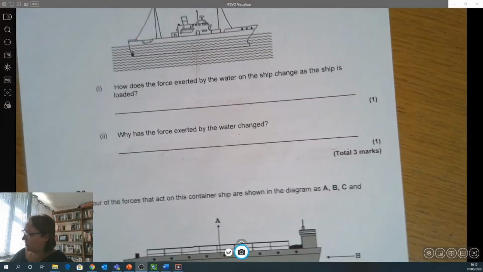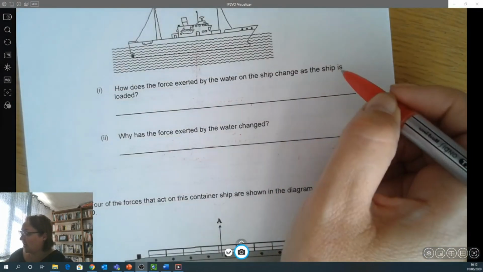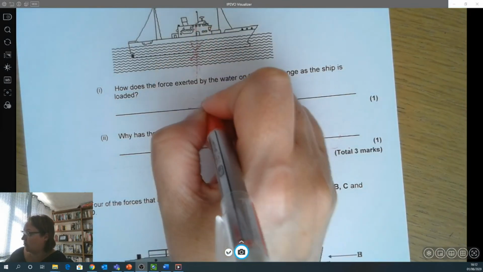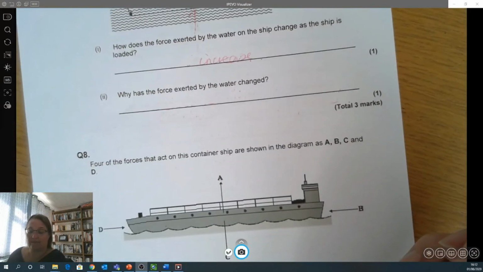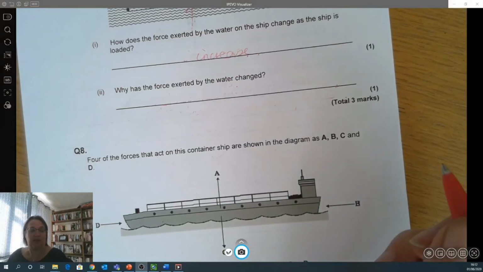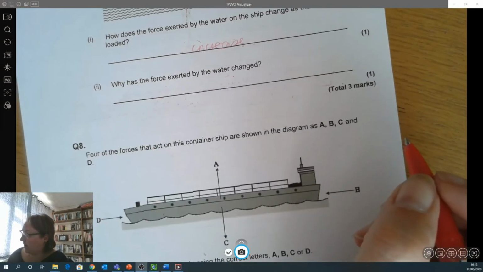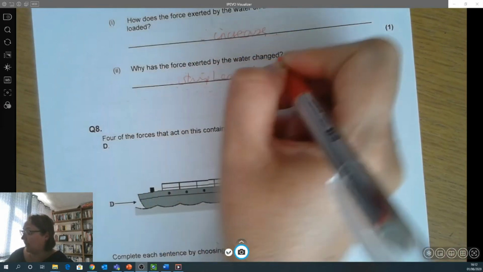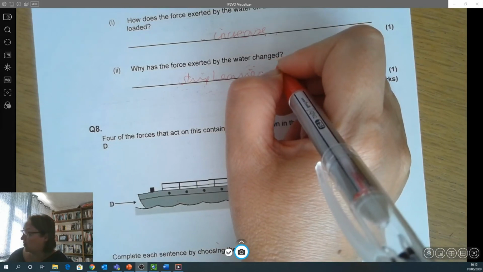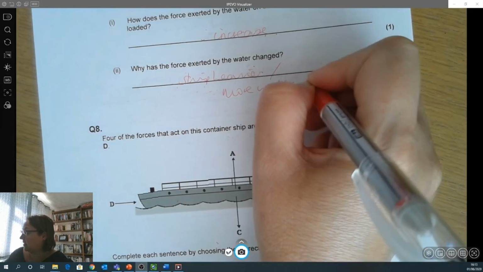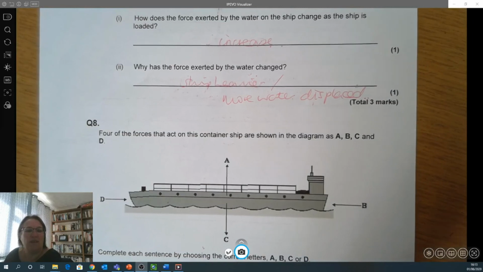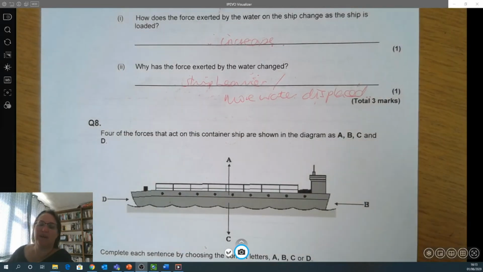How does the force exerted by the water on the ship change as the ship's loaded? As the ship's loaded, the weight increases, so the upward force on the ship will increase, because they're equal and opposite forces. Why has that force changed? Because the ship is heavier, quite simply, or because more water has been displaced is an acceptable answer. If you get Newton's third law, then that is quite a straightforward question, I would say. But like I say, extremely badly answered. Very few students got the mark.